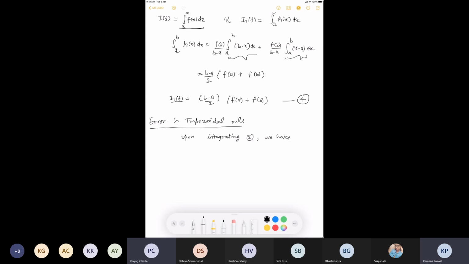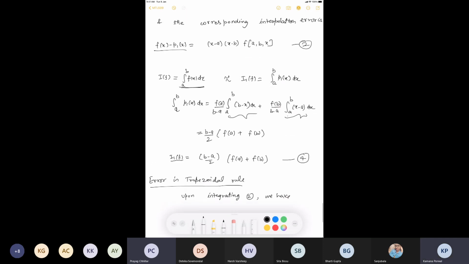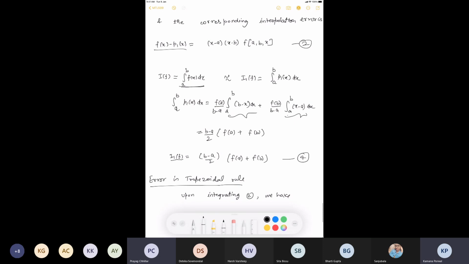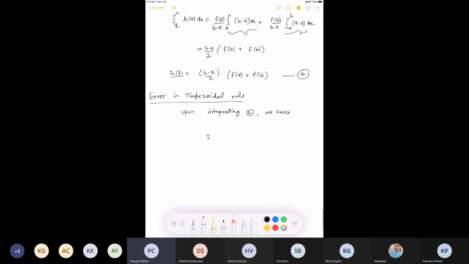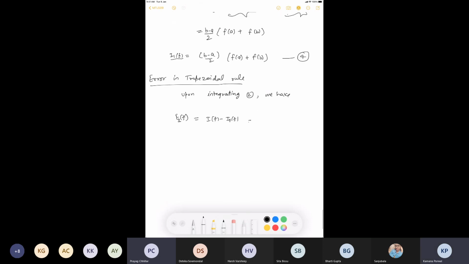So what do we get? We will get the integral of f minus the integral of p1, which is nothing but If minus I1f. I'm going to call this the error, EF, and since we are having I1, let's call the error E1. So which is nothing but integral a to b f(x) dx minus integral a to b p1(x) dx.